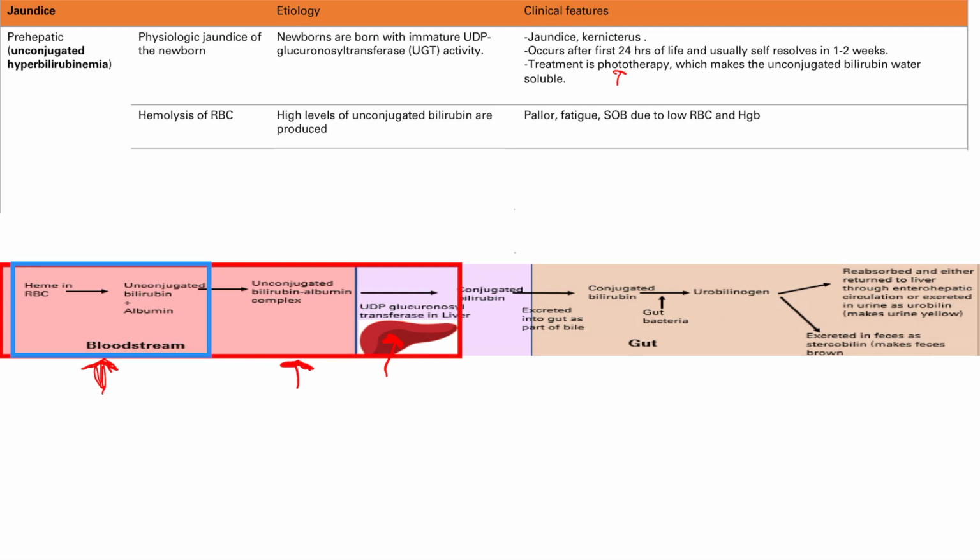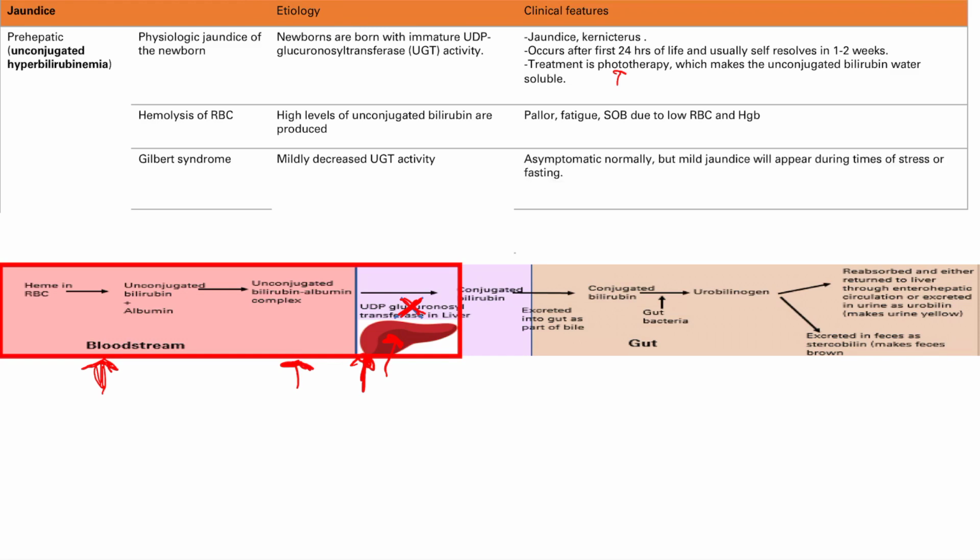Next is Joubert syndrome. We're going to be focusing here now. Joubert syndrome is something with mildly decreased UGT activity, so it's just lightly decreased. A lot of it works, so there's enough activity that you're pretty much asymptomatic normally. What happens though is that you will develop mild jaundice during times of stress or fasting, where you overwhelm your ability of this UGT, and you get a little bit of unconjugated hyperbilirubinemia, causing mild jaundice.